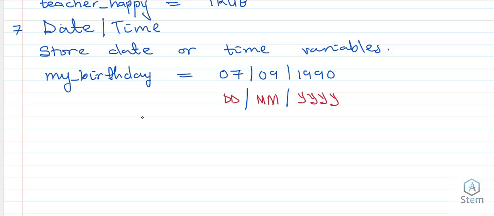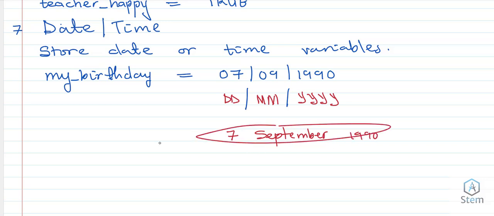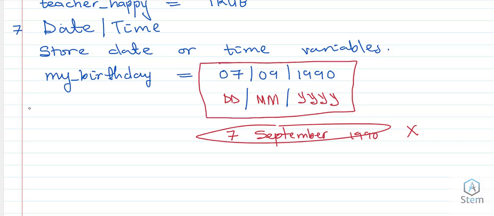If I say put a value on my birthday and you say 7 September 1990, using this format, it will not be accepted, unfortunately. This is the only format which is accepted by a data type of date time. So these are the different data types we need to be familiar with.